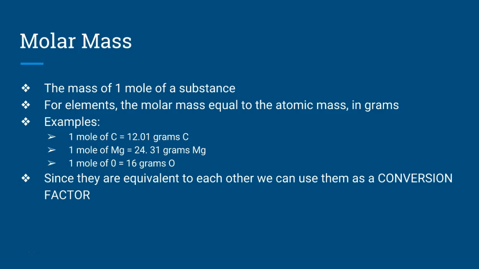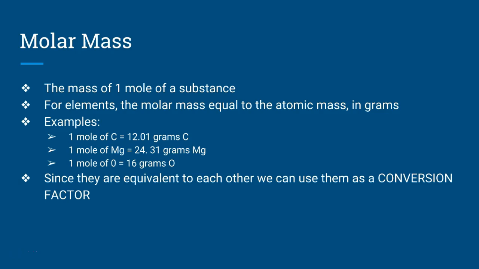For the elements, the molar mass is equal to the atomic mass in grams. For example, if I have 1 mole of carbon, I have 12.01 grams of carbon. Now, where did I get the 12.01 grams of carbon? I got that by looking at the atomic mass of carbon on the periodic table. So if I had 1 mole of magnesium, I would have 24.31 grams of magnesium. Using grams is a heck of a lot easier to get 1 mole of a substance instead of having to sit there and count to 6.02 times 10 to the 23rd to get 1 mole of magnesium.